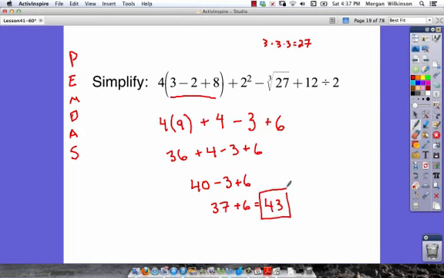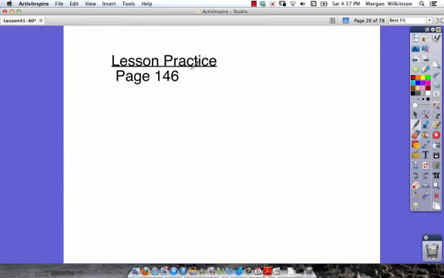We're all done. We've completed this problem. We don't need to go on any further. If you have a question, go ahead and write it down. We're going to practice this some more on our lesson practice, page 146.